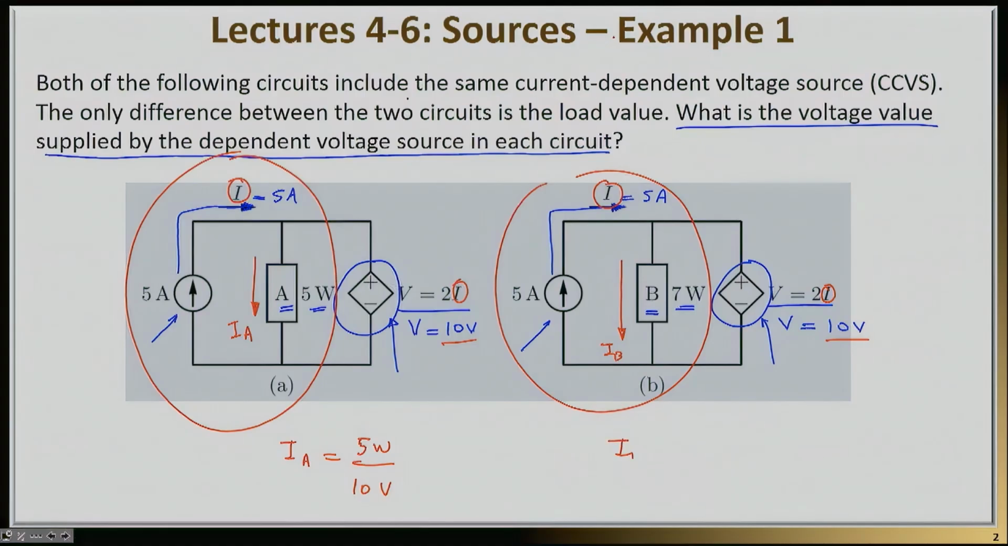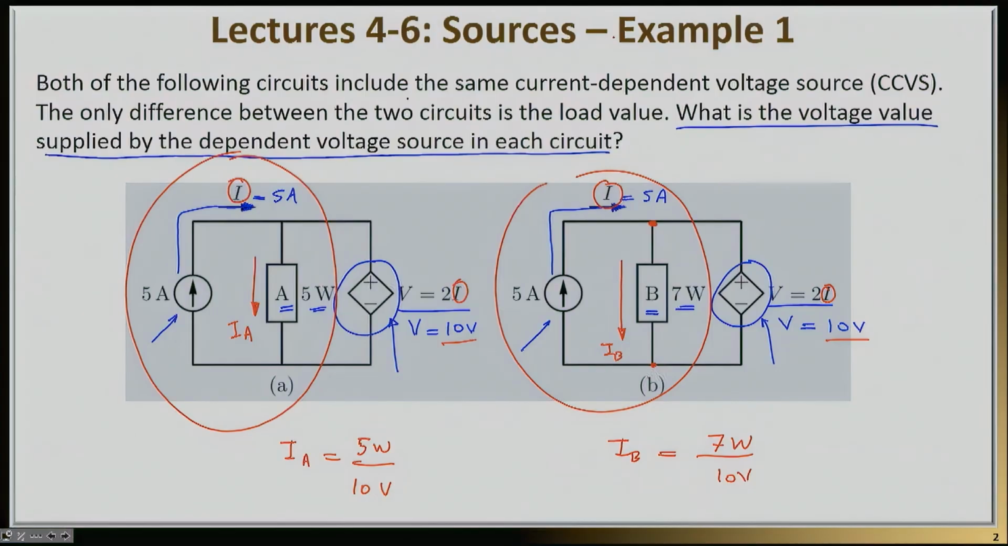Equivalently, I can say that IB, the current that load B will request and draw from the circuit, will be equal to the amount of power it needs, 7 watts, divided by the voltage drop across its terminals, meaning the voltage right here, which is of course equal to 10 volts.